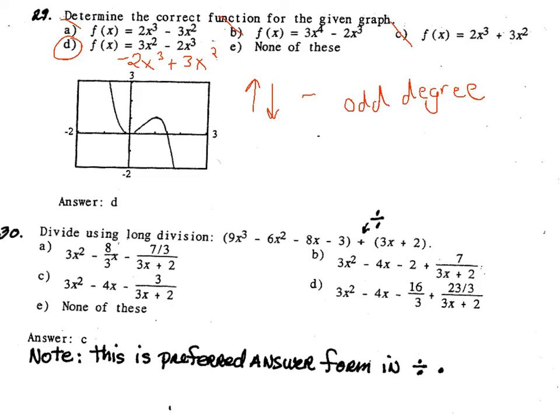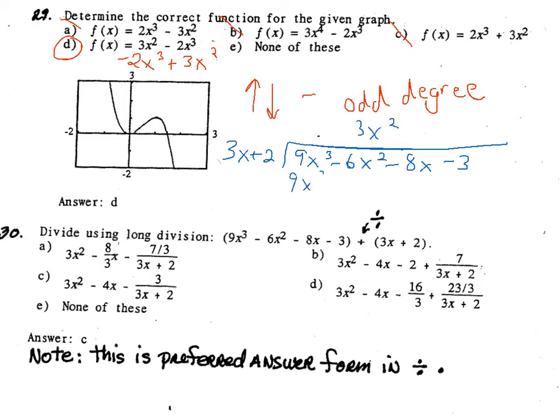In number 30, we want to divide using long division. So I'm going to put 3x plus 2 out in front, and 9x cubed minus 6x squared minus 8x minus 3 on the inside. So in order to get a 9x cubed, we have to multiply by 3x squared. So that would give us 9x cubed plus 6x squared. And we need to remember to change both the signs. So we have a negative 12x squared minus 8x.